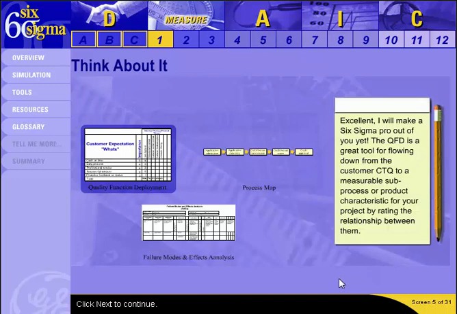Excellent! I'll make a Six Sigma Pro out of you yet. The QFD is a great tool for flowing down from the customer CTQ to a measurable sub-process or product characteristic for your project by rating the relationship between them. Click the Next button to see how we use it.